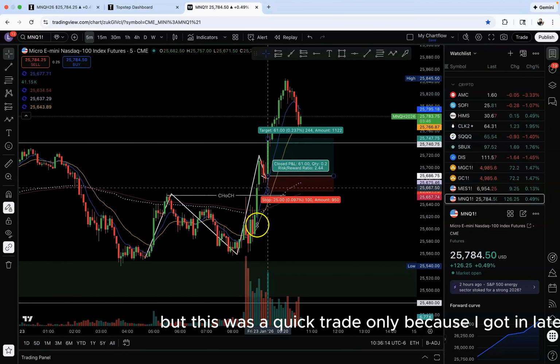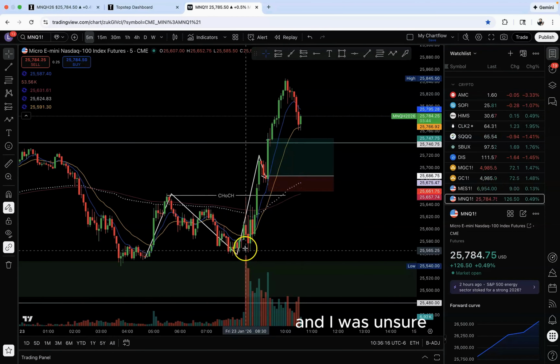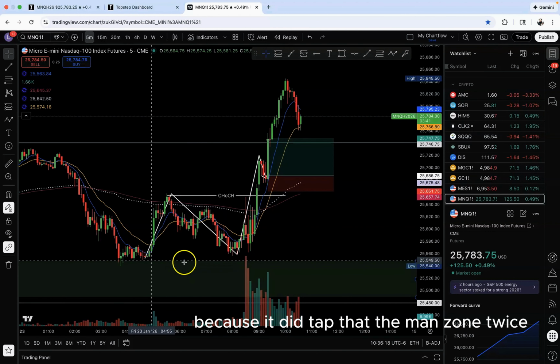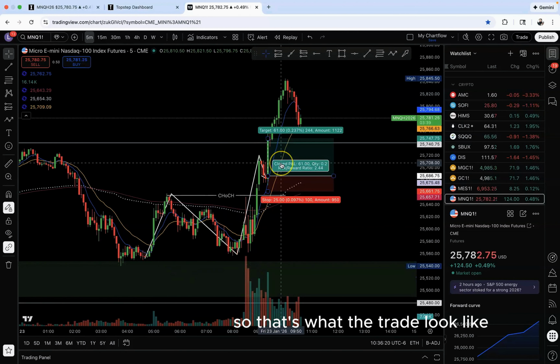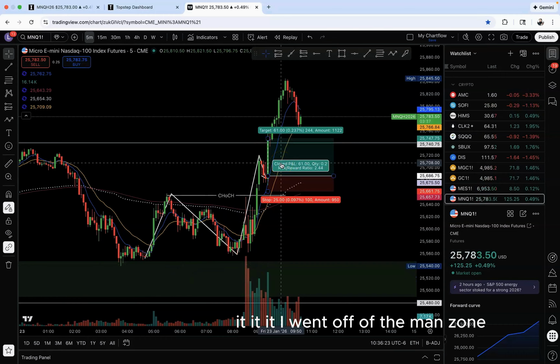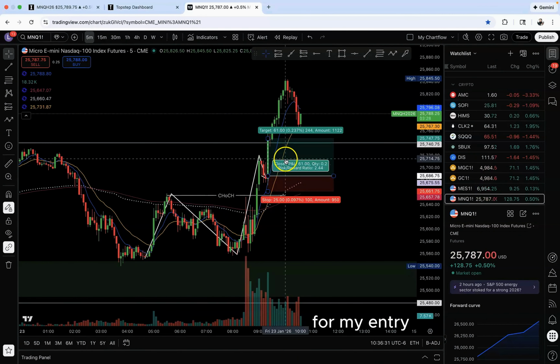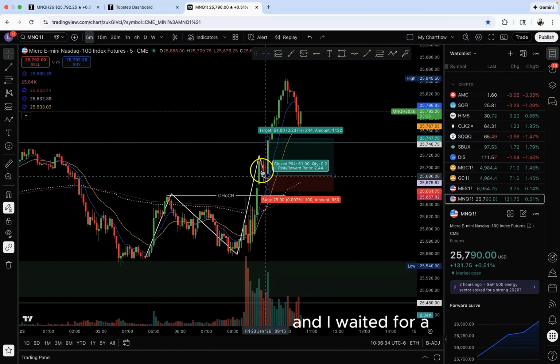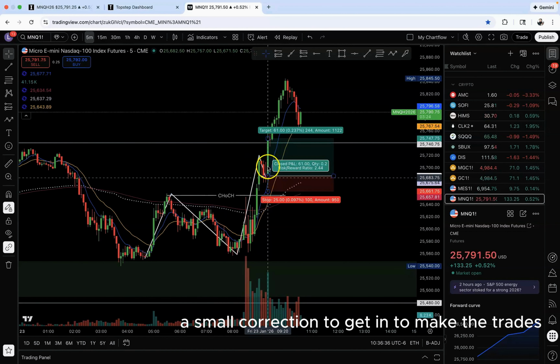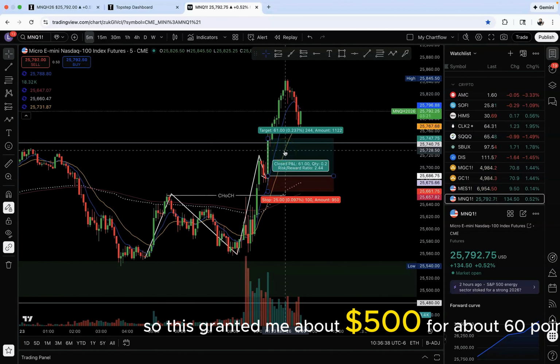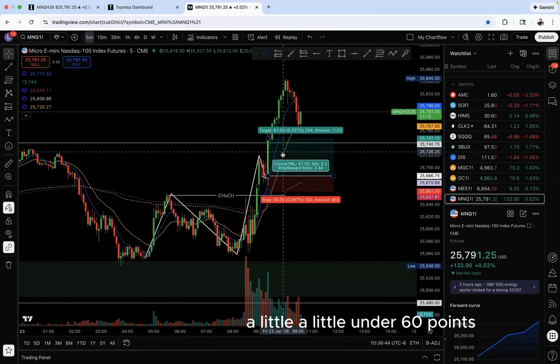But this was a quick trade only because I got in late and I was unsure because it did tap that demand zone twice. So that's what the trade looked like. I went off a demand zone. Then I made sure market structure played a big role in my entry. And I waited for a small correction to get in to make the trade. So this granted me about $500 for about 60 points. Little under 60 points. Not a bad trade.